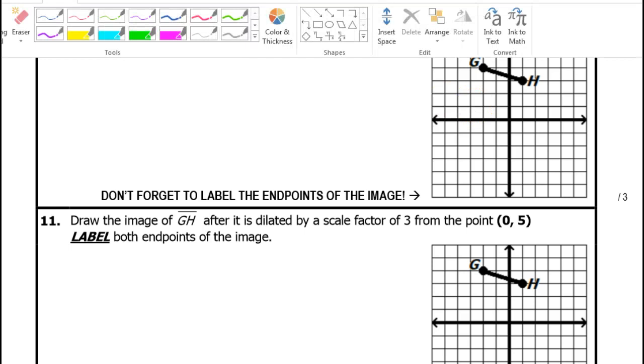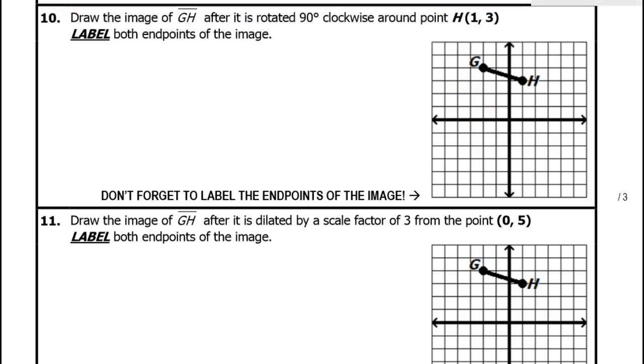So first I'm going to show you how to do this algebraically. The point G is the point -2, 4. So I've got the point -2, 4. It's my original point G. The point H is 1, 3.